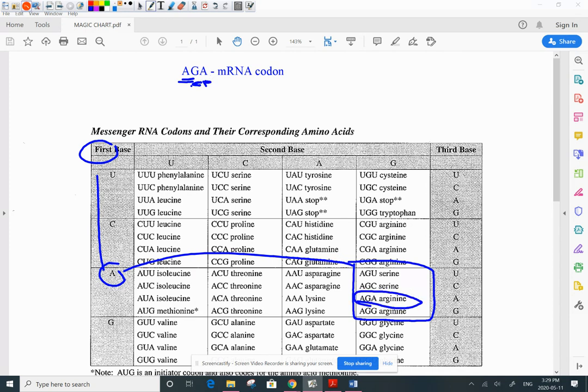AGA. So we have ourselves this mRNA codon. What amino acid does it call for? It calls for the amino acid arginine. Okay, and so that's how you use your magic chart.